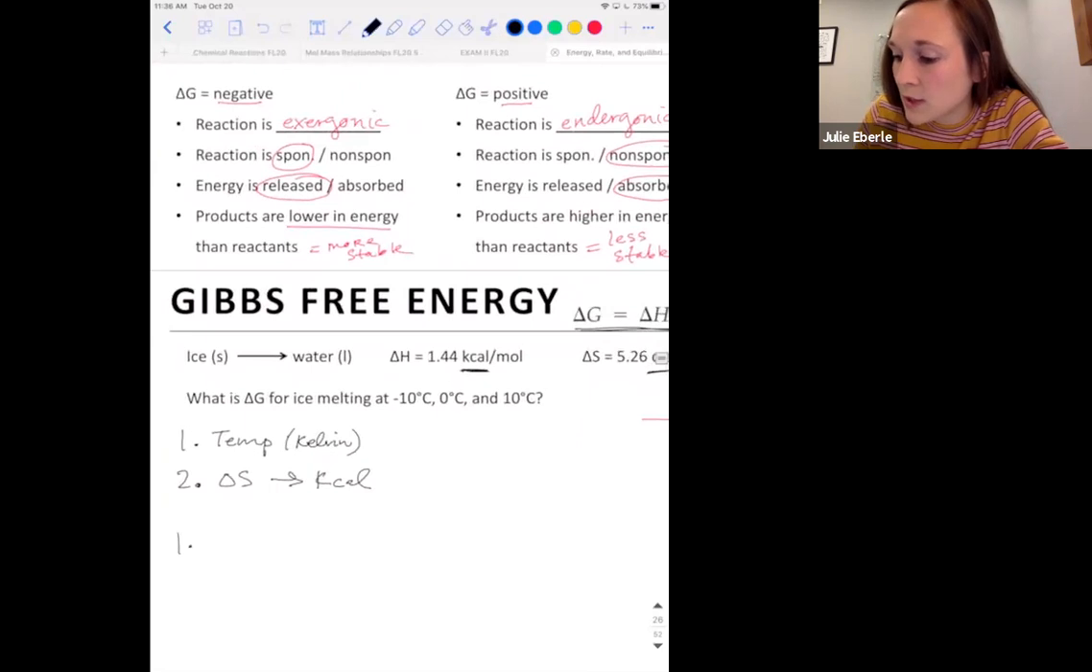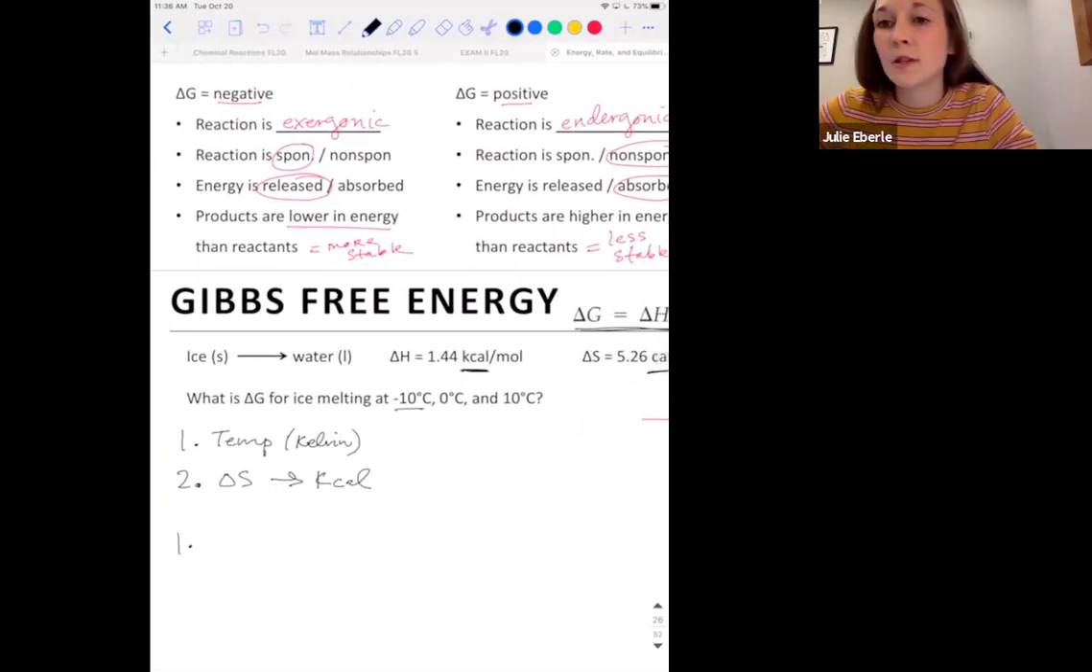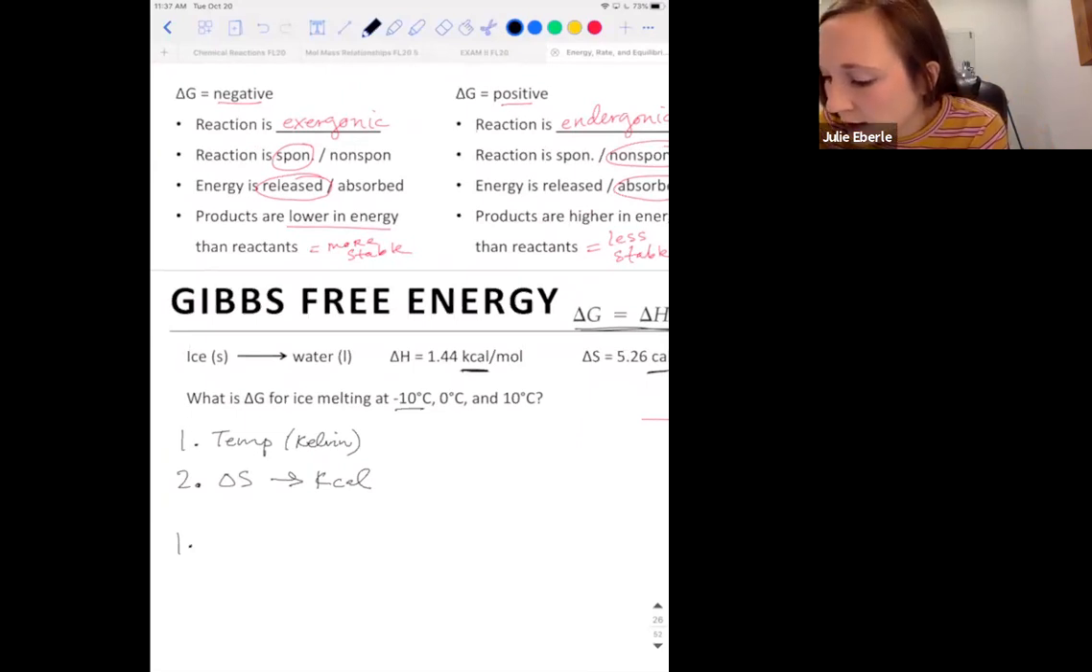Step number 1, we're going to just start with a negative 10. How do we convert to Kelvin? Anybody remember from Celsius to Kelvin? What do we do? Our Celsius temperature plus what gives you Kelvin? There was a number. Yep, you add 273.15. Thank you, Leah. Okay, so we're going to do negative 10 plus 273.15, and that is going to give us 263.15.